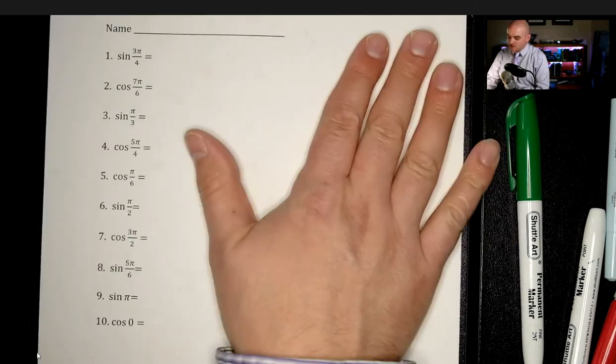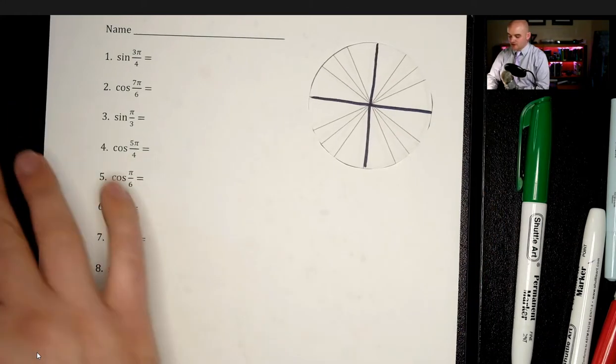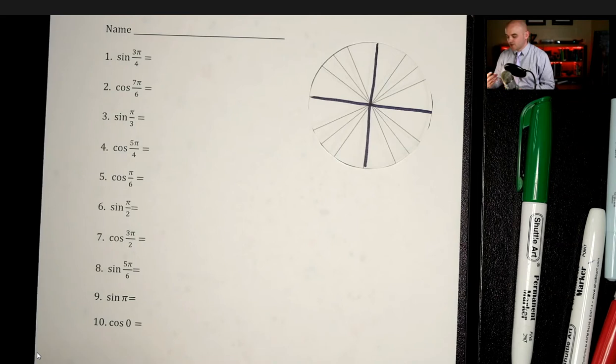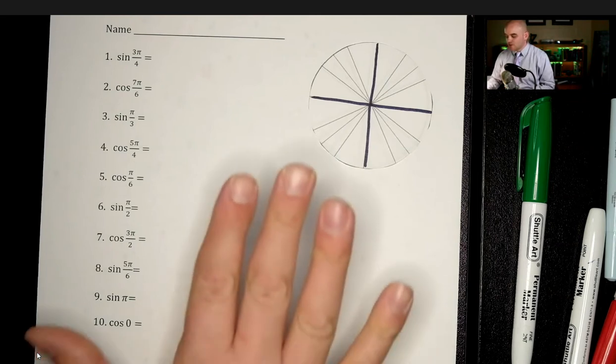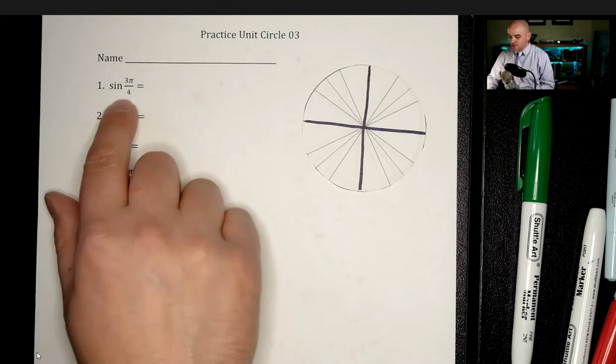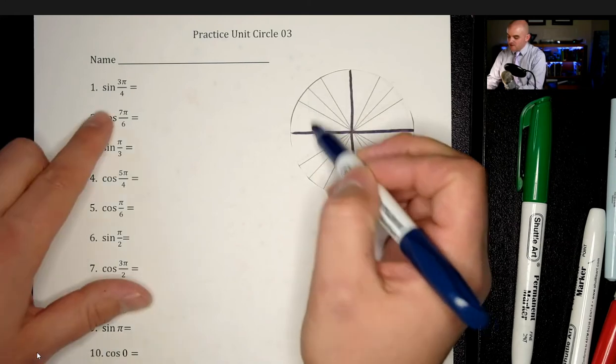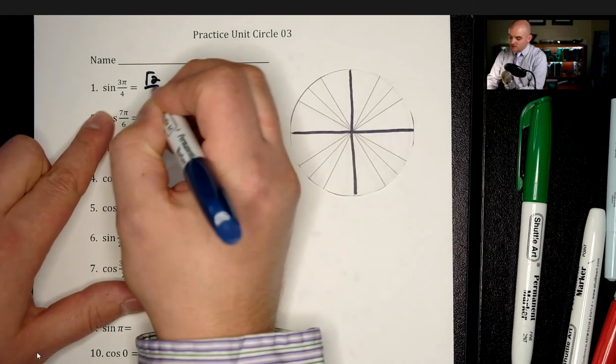So if you have to draw it out by hand, you can draw out a circle within about 30 seconds. You can even draw out these triangles if you want to, so you can practice along. Here is the practice unit circle number 3. I want the sine of 3 pi over 4. 3 pi over 4 is right here. The sine value is positive root 2 over 2.